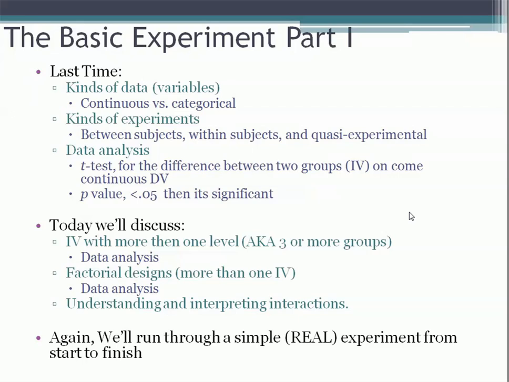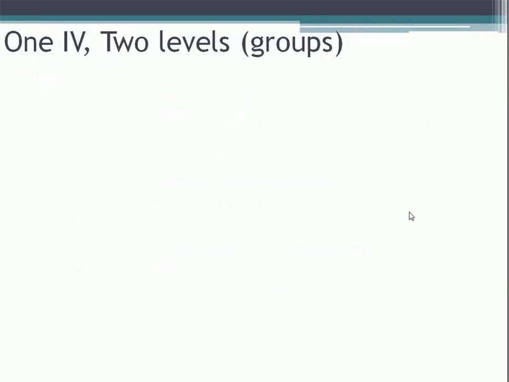We'll talk about factorial designs. This is when you have more than one independent variable. We'll talk about interaction effects, and then we'll get into a real experiment.